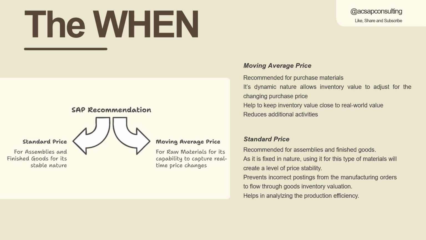So not only for finished goods, but we also need to run standard costing for raw materials if we use standard price there as well. So these are additional activities that need to be performed if we are using standard price for raw materials. And in addition to these two activities, the purchase price variance account should also be constantly monitored at regular intervals to analyze the price variances. So every price control has its own advantages and disadvantages, and that is the reason SAP recommends it in different ways.